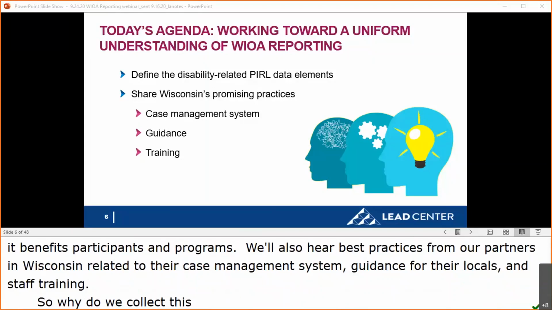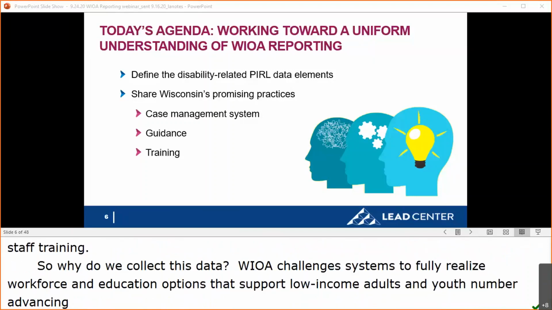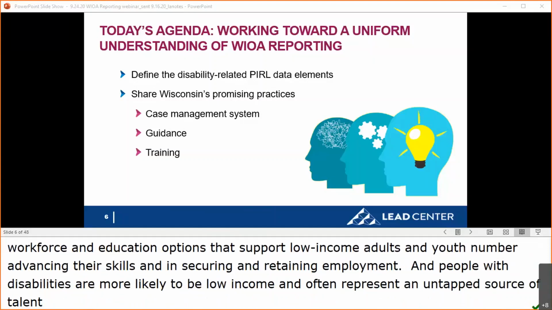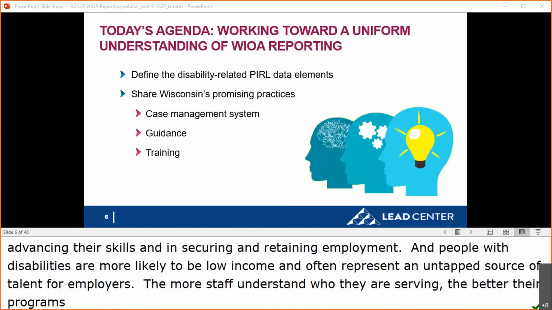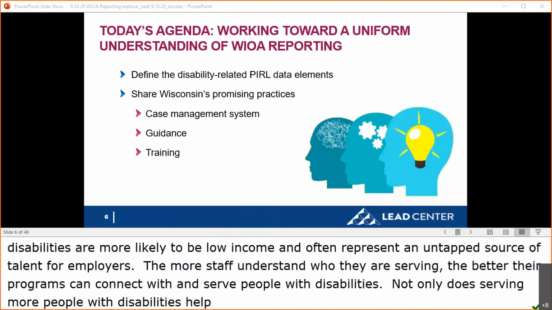WIOA challenges systems to fully realize workforce and education options that support low-income adults and youth in advancing their skills and in securing and retaining employment. And people with disabilities are more likely to be low income and often represent an untapped source of talent for employers. The more staff understand who they are serving, the better their programs can connect with and serve people with disabilities. Not only does serving more people with disabilities help the individual, it also helps programs.